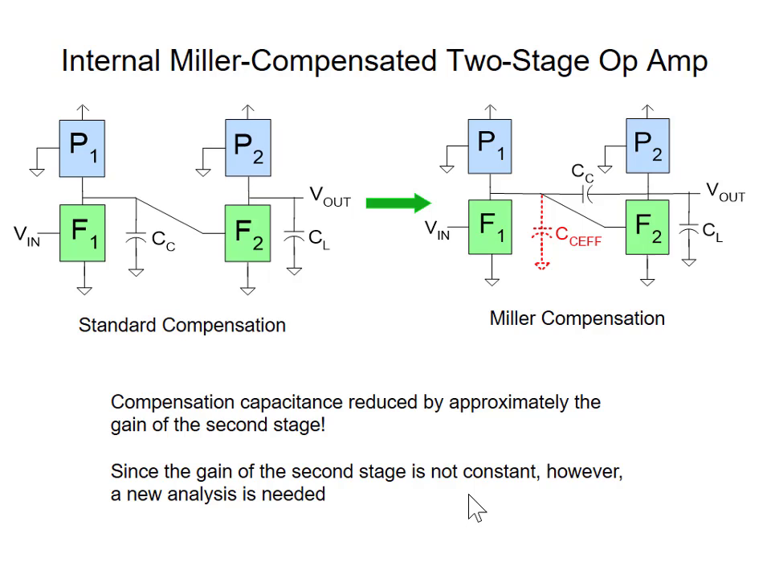So now let's see how we apply Miller compensation. We want to get rid of this big capacitor here, but we still want it to look like it's there. It just happens that the voltage gain from here to here is what? It's big and negative. So what do we need on the other side of the capacitor? A big and a negative gain.